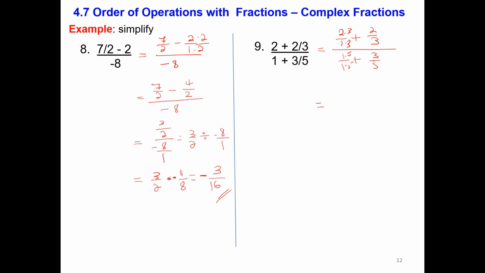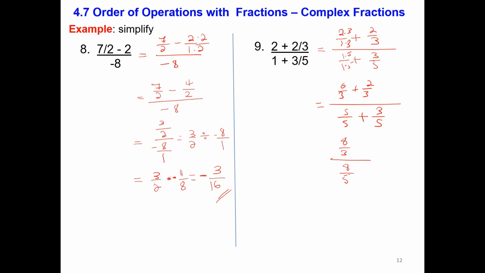Now 2 times 3 is 6 plus 2 over 3. 1 times 5 is 5 plus 3 over 5. Then, because we had a common denominator, we just keep the denominators and add the numerators. 6 plus 2 is 8 over 3, over 5 plus 3 is 8 over 5.